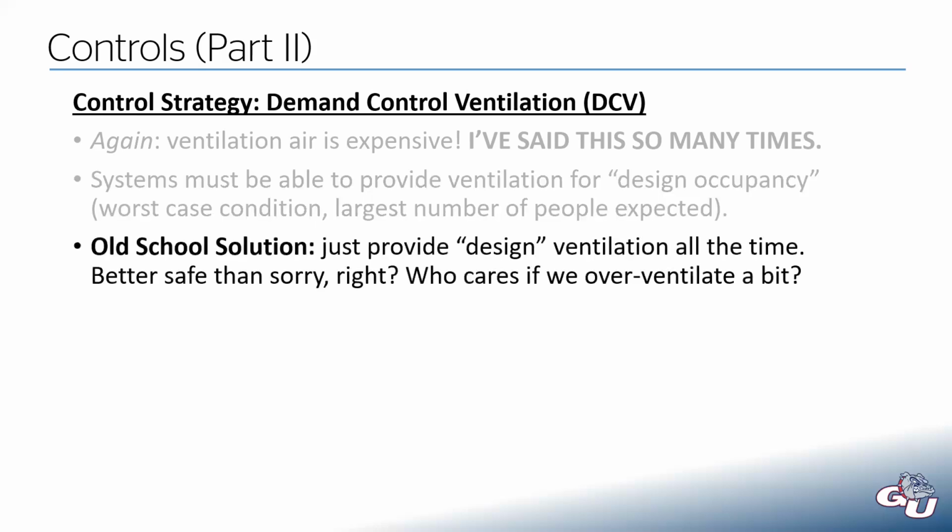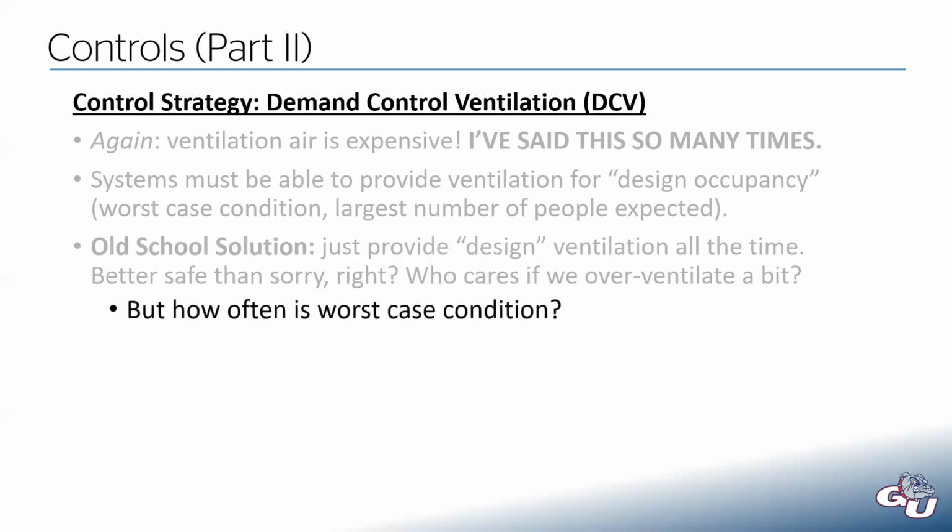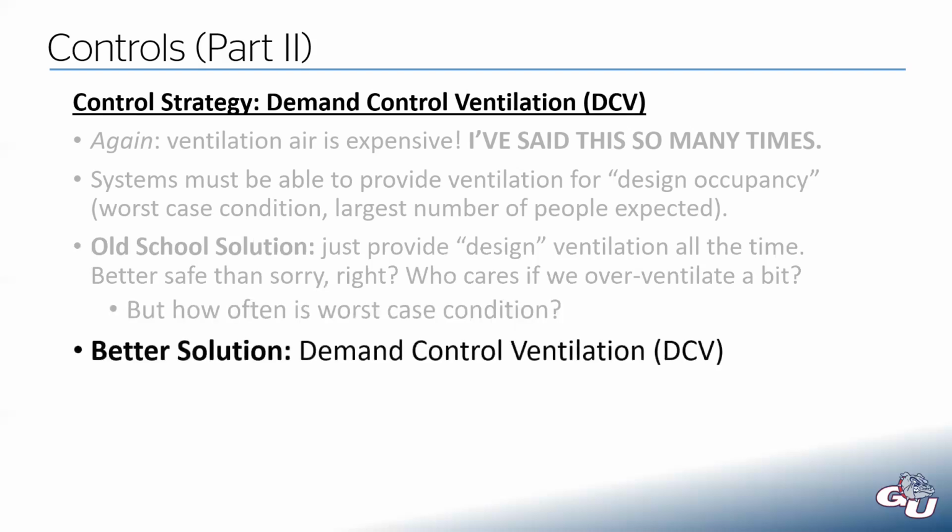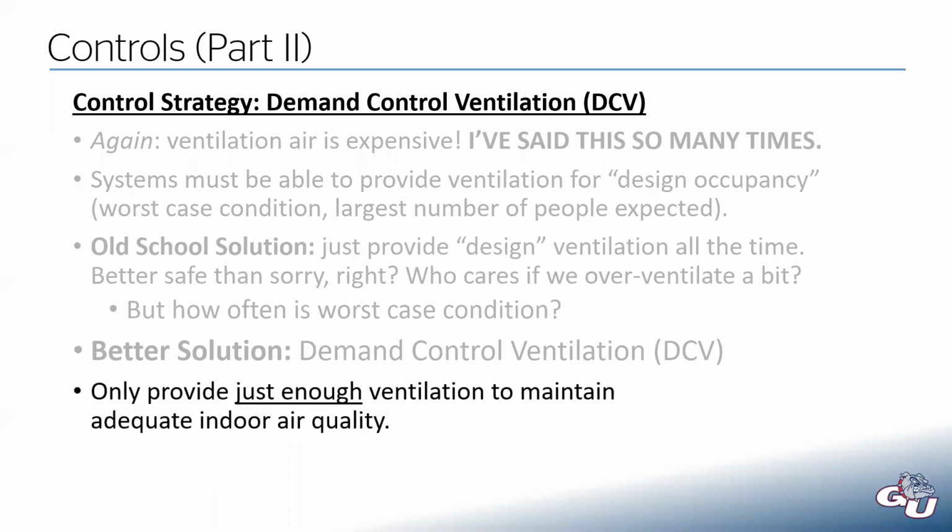And the old school way to do it is you just provide design ventilation all the time. We would end up over ventilating the spaces most of the time, which isn't necessarily a bad thing, but that does take a lot of energy to do. So that's the old school way to do it. But how often is the worst case condition? A lot of times, not that often. And that brings us to this solution of doing demand control ventilation, which the idea is we're only going to provide just enough to maintain what is considered adequate indoor air quality.